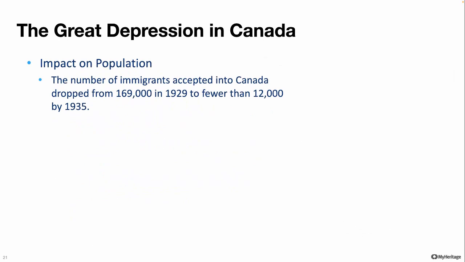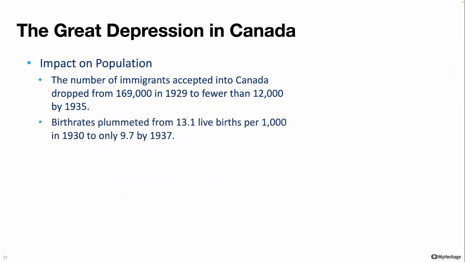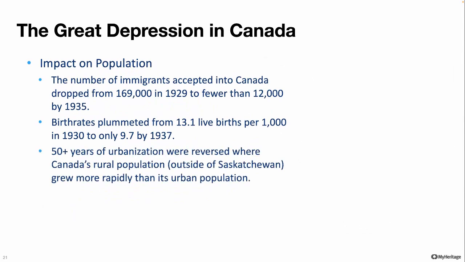I think this is my last slide, then we'll move on to some factors we'll consider about this historical impact. But the impact on population was also profound. The number of immigrants accepted into Canada dropped tremendously, I think almost an 86% drop in just 6 years. Birth rates plummeted from 13.1 live births per thousand to 9.7 by 1937. And 50 years of urbanization, in other words, generally the population migrating to cities and more urban areas, was reversed, with the exception of Saskatchewan.